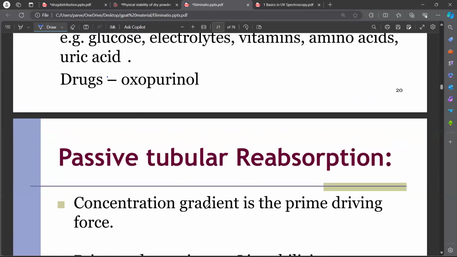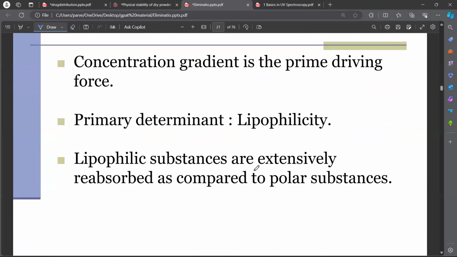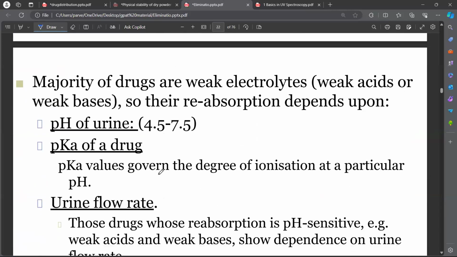So passive tubular reabsorption mainly depends upon the concentration gradient, while the active tubular reabsorption mainly requires ATP, which means nothing but the energy. As I mentioned, lipophilic substances are reabsorbed compared to the polar substances. And also based upon the pH and pKa of the drug, if the drug remains in an unionized form, then it will be reabsorbed. If it remains in an ionized form, then it will be secreted.